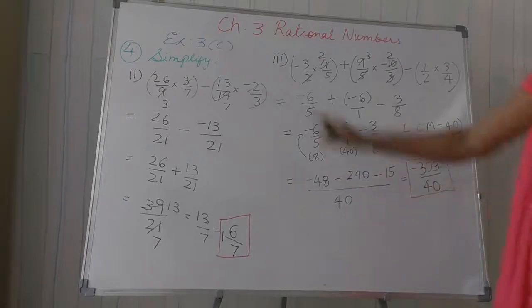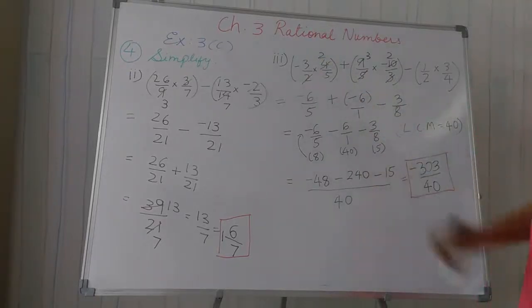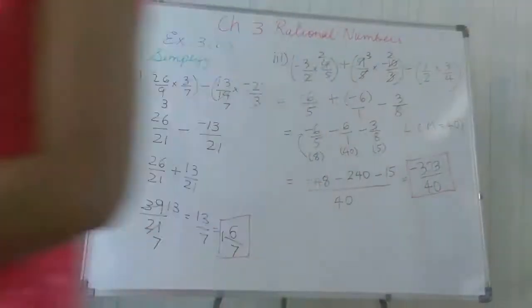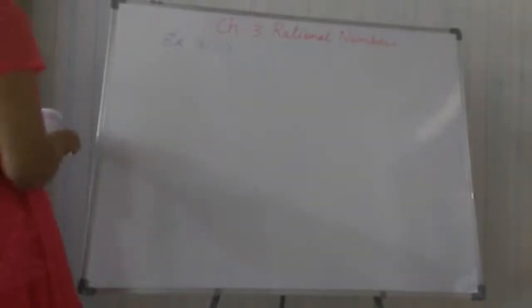So this is our question number 4 simplified, third question. So minus 303 by 40. This is our answer. Now students, only one question you have to solve by yourself, that is the first one. Now continuing with exercise 3C, question number 5.